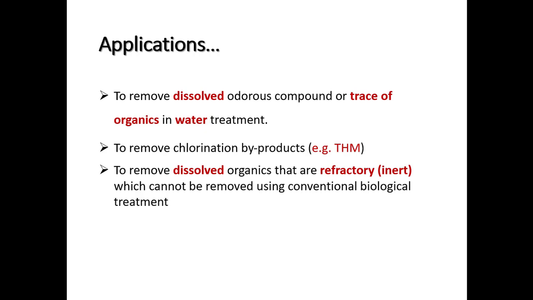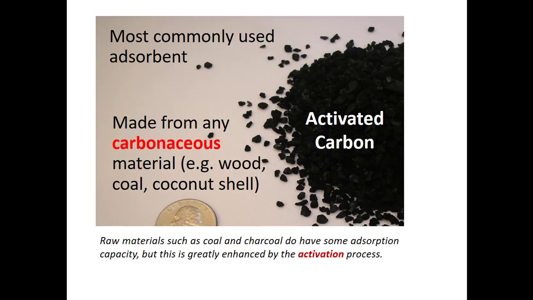Okay, this is mostly in wastewater treatment. Also, we can remove heavy metals from industrial wastewaters using some kinds of activated carbons that have a high capacity to adsorb heavy metals. The most commonly used adsorbent nowadays is activated carbon, and this is made from any carbonaceous material, for example wood, coal, coconut shell, or many other carbon materials.